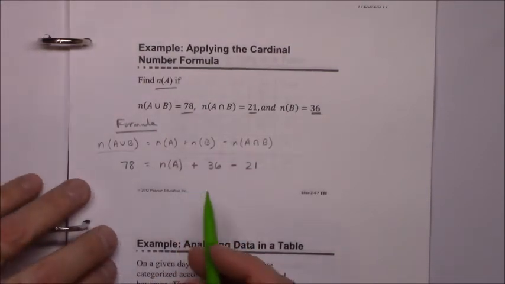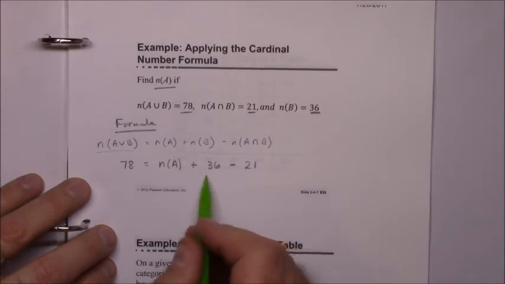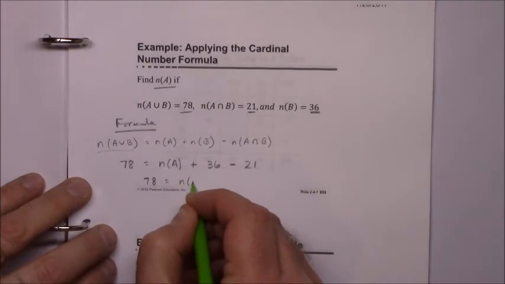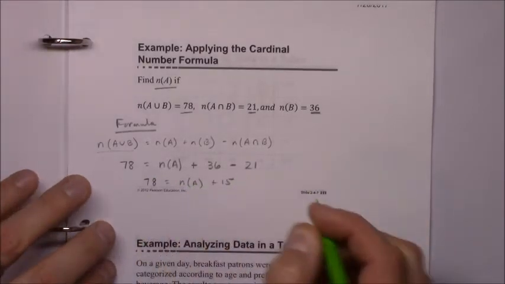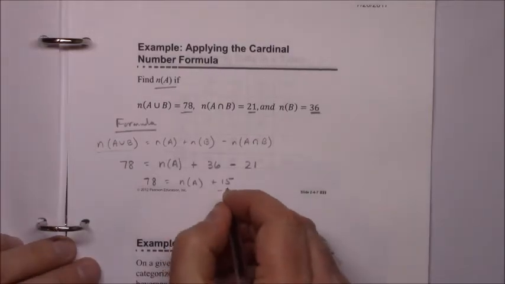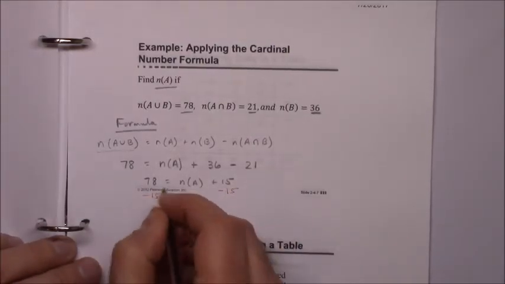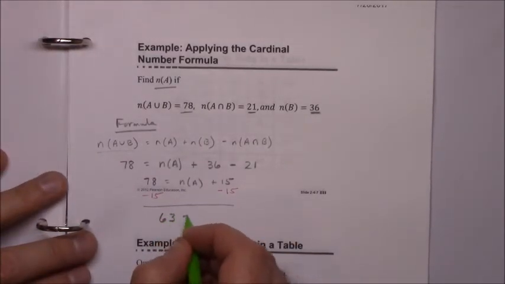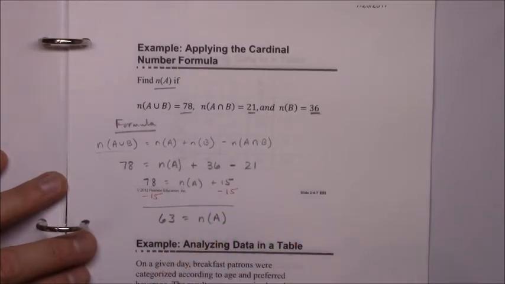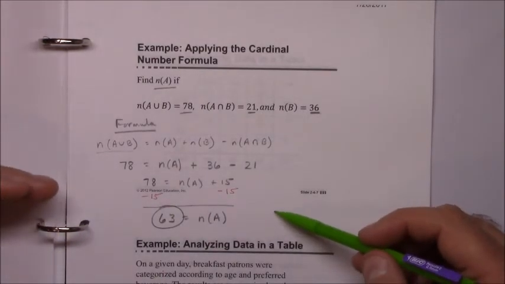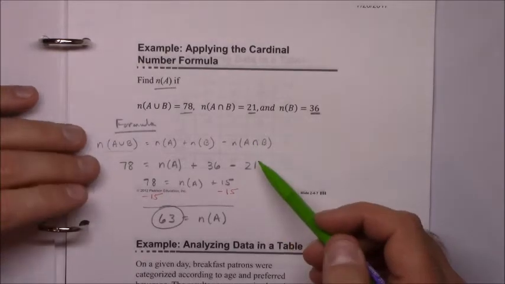You can see here, 36 minus 21 leaves you with a difference of 15. So 78 equals n of A plus 15. To solve it from here, just like in an algebra setting, subtract that 15 from both sides. So 78 minus 15 gets you down to 63. That's the cardinality of just set A, so that's our correct final answer. Now, like I said, that approach works really well. The downside is you have to know the formula.